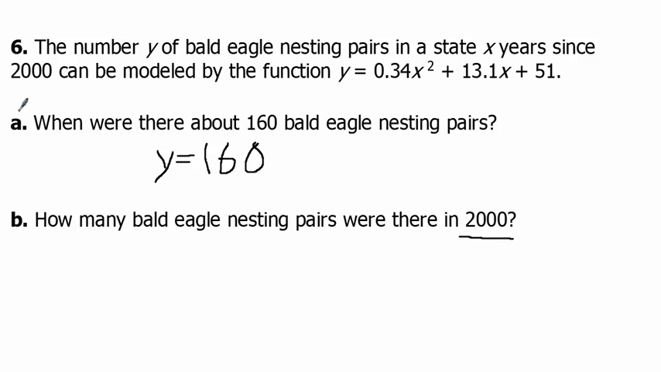If I'm looking for how many bald eagle nesting pairs there were in 2000, I have to think of what year 2000 is. And 2000 is the beginning of our study, and x would equal 0. When we plug 0 into the equation, 0 times anything is 0, 0 times anything is 0, and we would be left with the starting number of pairs is 51. We could also have asked for a different year as well.